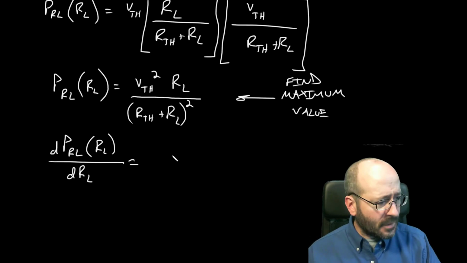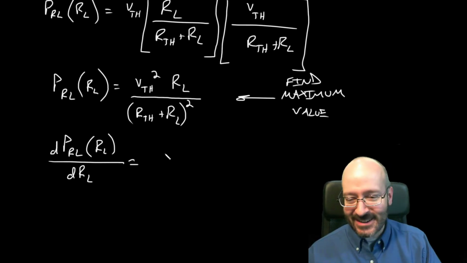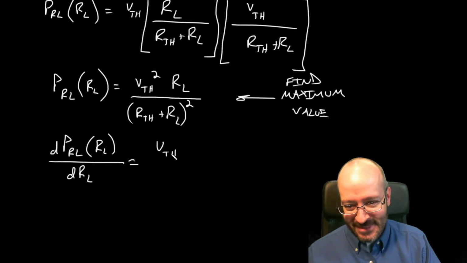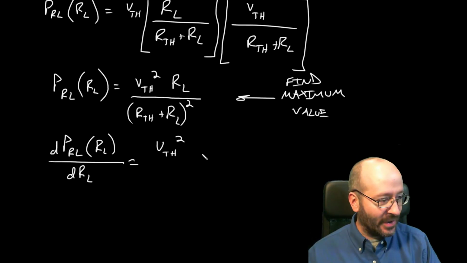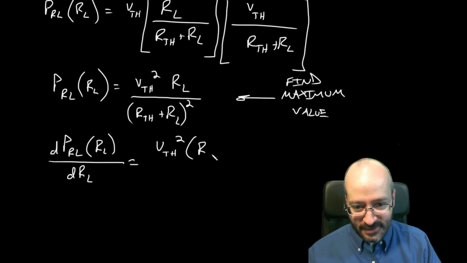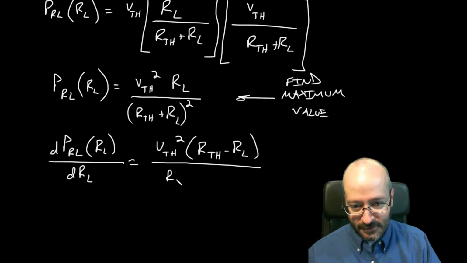Okay. And we find that derivative as V Thevenin squared. That's a constant if we're taking the derivative with respect to RL. The numerator ends up being R Thevenin minus RL. All of that is over R Thevenin plus RL.